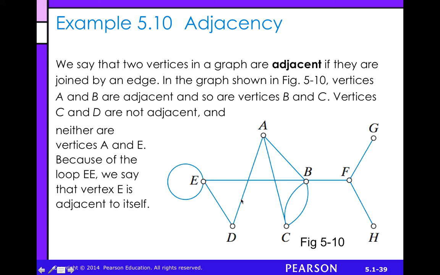We say that 2 vertices in a graph are adjacent if they are joined by an edge. So intuitively, vertices are adjacent if they are next to each other. So A and B in this picture are next to each other. They're connected by an edge. A and F are not adjacent. When you have a loop, you can say that E is adjacent to itself. Right? There's an edge connecting E to E, so E is adjacent to itself.